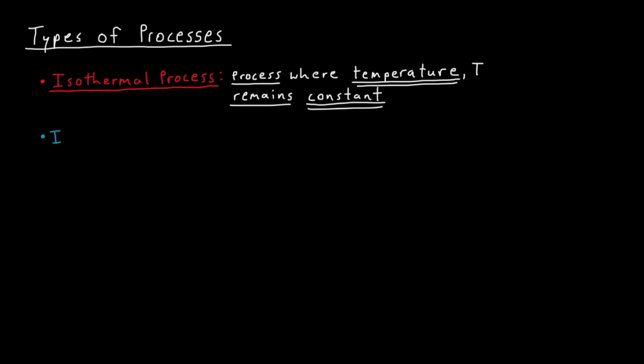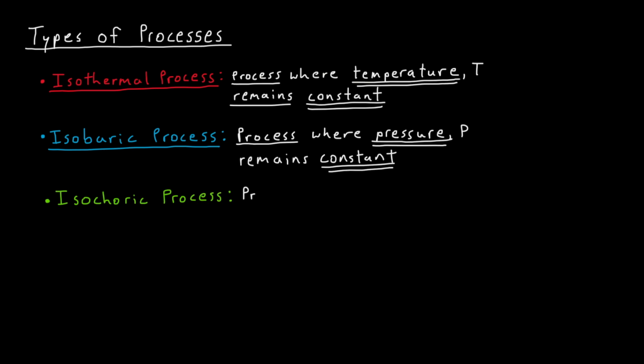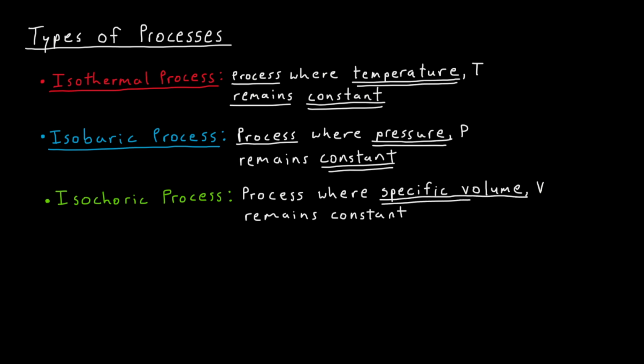Next, we have another process which is called an isobaric process. And this is a process where pressure P remains constant. So this time it's pressure that remains constant. And likewise, this refers to the pressure of a system. So that is an isobaric process. And lastly here we have an isochoric process. And this is a process where specific volume V remains constant. So an isochoric process involves constant specific volume. So these are the three major processes that are used to uniquely describe a thermodynamic process.